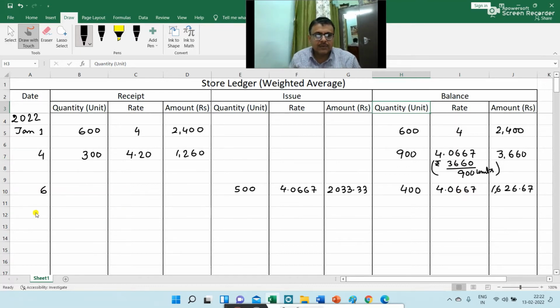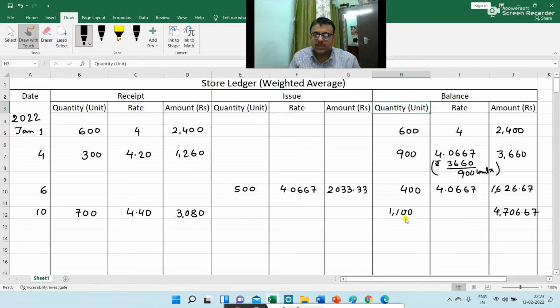So again on January 10 there was a purchase of 700 units and the rate was 4.40. So the value of purchase on January 10 is 3,080. So what is the closing stock on January 10? 400 plus 700 is 1,100 and the value will be 1,626.67 plus 3,080. So this will be 4,706.67. I have just added the value of the closing stock of January 6 and the purchase value of January 10.